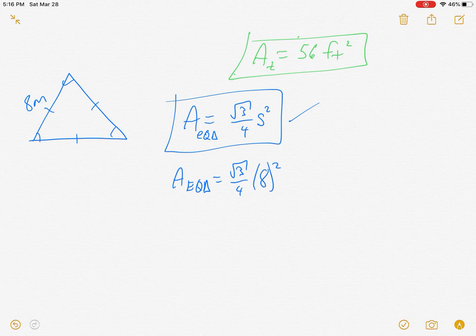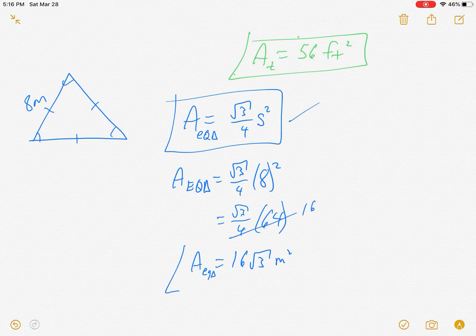And I picked some good numbers because 8 squared is 64, and 64 is divisible by 4. 64 over 4 is 16. So this is just 16 square root of 3 square meters. And if we are not doing a word problem where they tell you to round to something, it's better to leave it in radical form. So one thing, I mentioned area of equilateral triangle and regular hexagon.